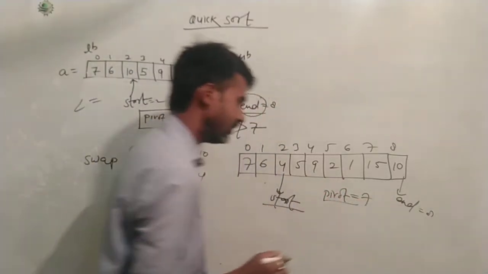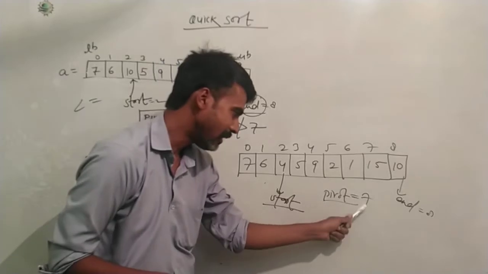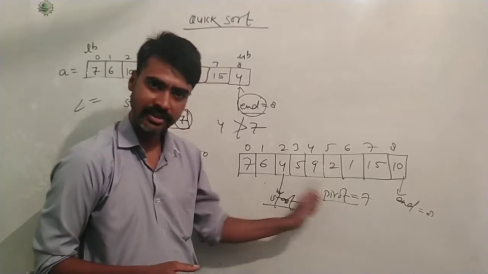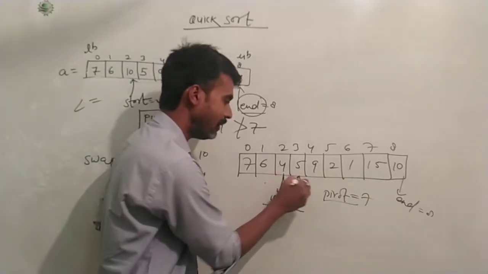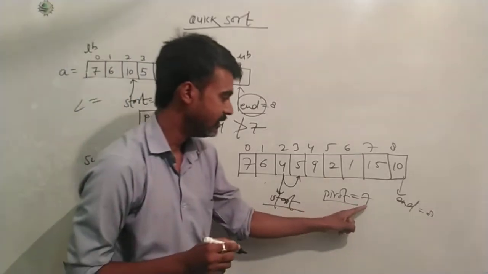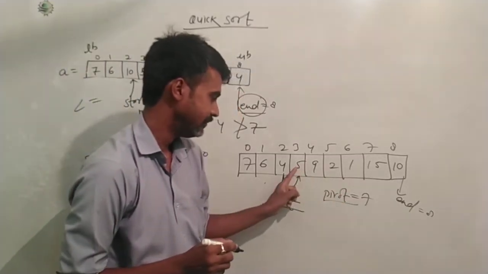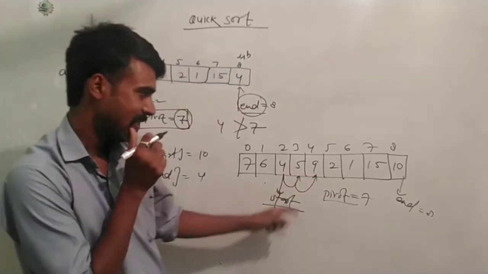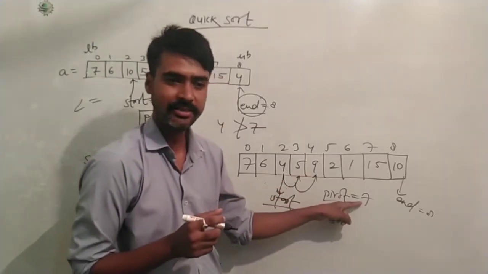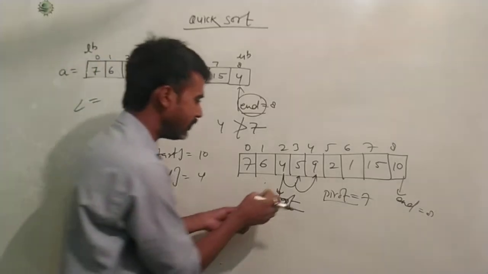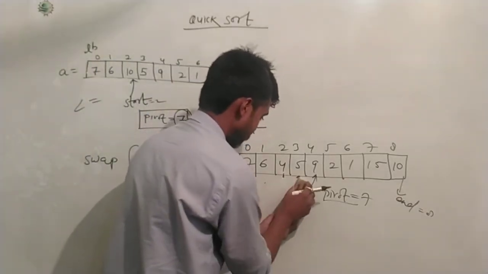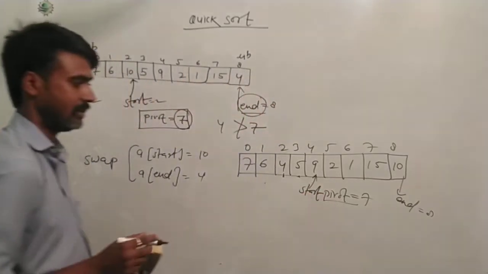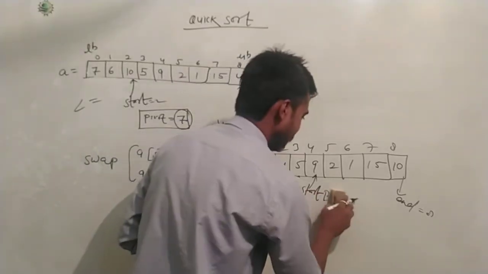This is 7. Now again we will compare this pivot element with this element. If this element is less than this, yes, then value of start will be updated. Again we will compare, this variable is less than this. Yes, again start updated. Now 9 is not less than 7. So updated value of start is what? This is our start.